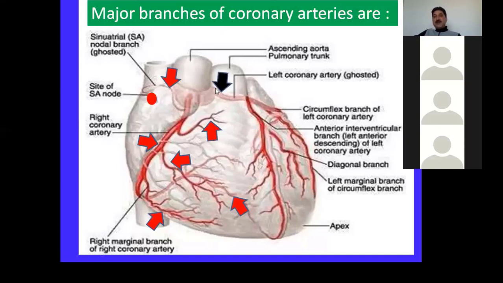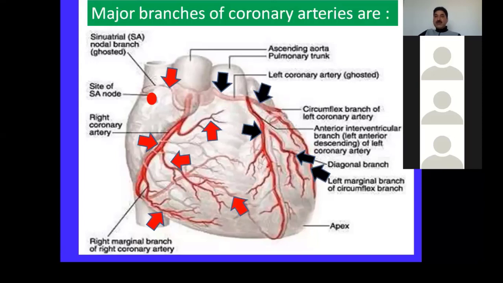Now coming to the branches of the left coronary artery, initially we have this trunk. This trunk divides into the left anterior descending coronary artery and the circumflex coronary artery. From the left anterior descending, we have this diagonal artery, and from the circumflex, we have the left marginal artery. We also have a branch from the left anterior descending coronary artery that supplies the infundibulum, and that branch we call the conus branch from the left coronary artery.